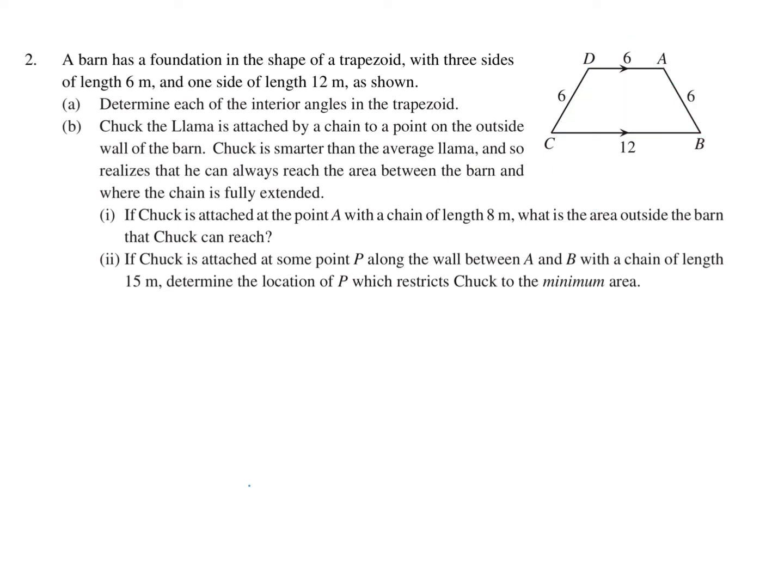Chuck the llama is attached by a chain to a point on the outside wall of the barn. Chuck is smarter than the average llama and so realizes that he can always reach the area between the barn and where the chain is fully extended. If Chuck is attached to point A with a chain of length 8, what is the area outside the barn that Chuck can reach? Well, we've got to draw this and I've got to explain it. So here we go.